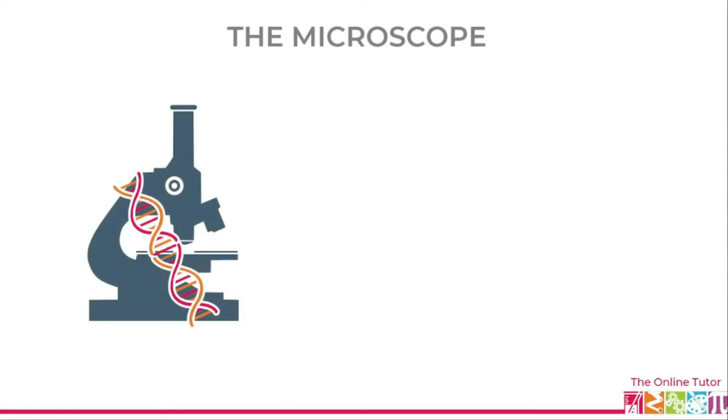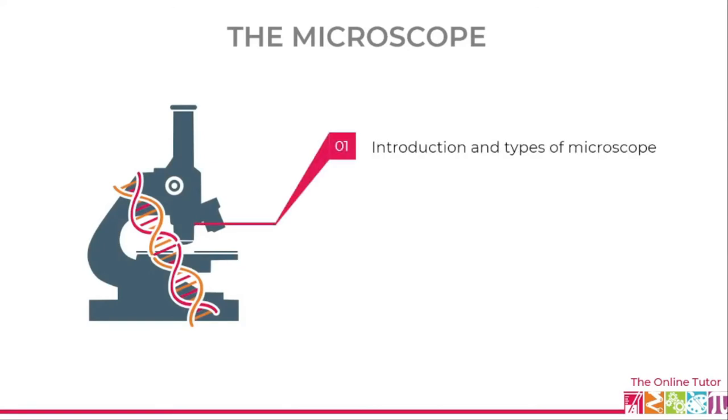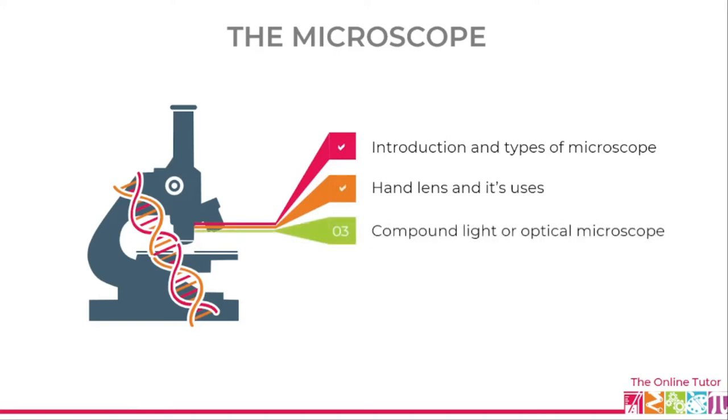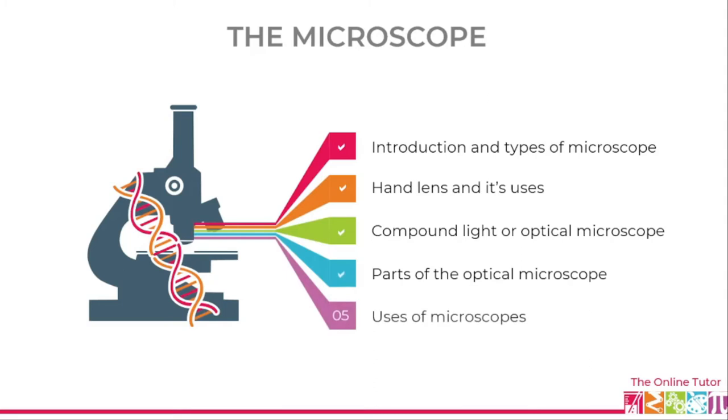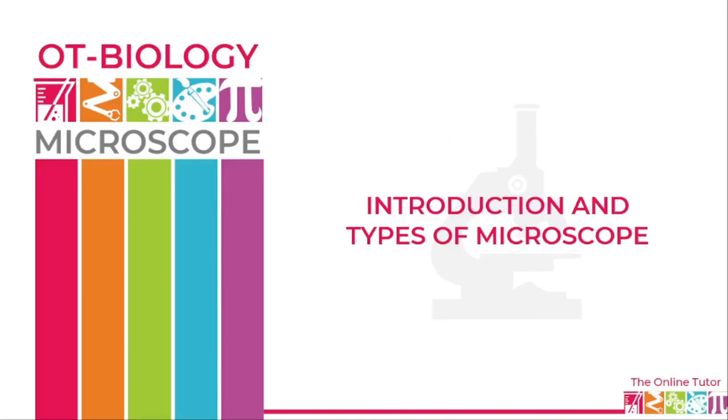So today, we'll first of all be talking about the introduction and then types of microscopes, and then we further continue to look at what a hand lens is and its uses as well. Then we proceed to look at what a compound light microscope is or what an optical microscope is. And then from there, we proceed to look at the parts of an optical microscope and their various uses. Then we finalize today's video with the uses of microscopes. So let's begin with the introduction and types of microscope that we have.